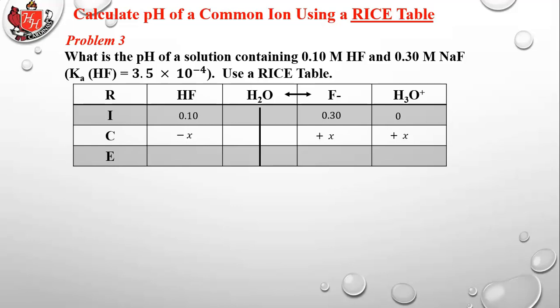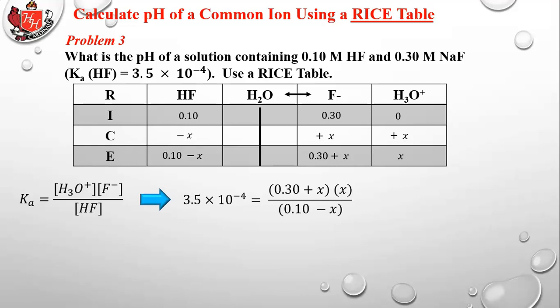So now we go back to the reactant side, so it's 0.1 minus X at equilibrium. On the product side, it's 0.3 plus X under the fluoride ion. And for the hydronium, it's just plus X. So now we're ready to write our law of mass action. We have our Ka value there, 3.5 times 10 to the negative fourth. So there's the general equation for it. On top are the products, that's the hydronium ion and the fluoride ion. And on the bottom, you exclude water, you have the concentration of the hydrofluoric acid.